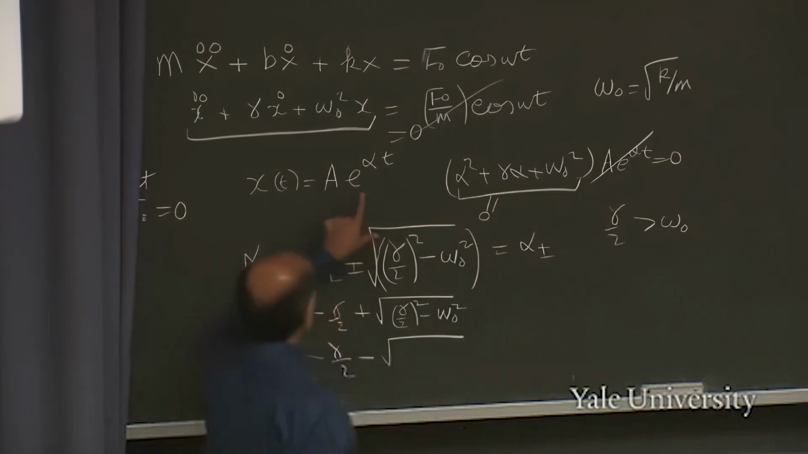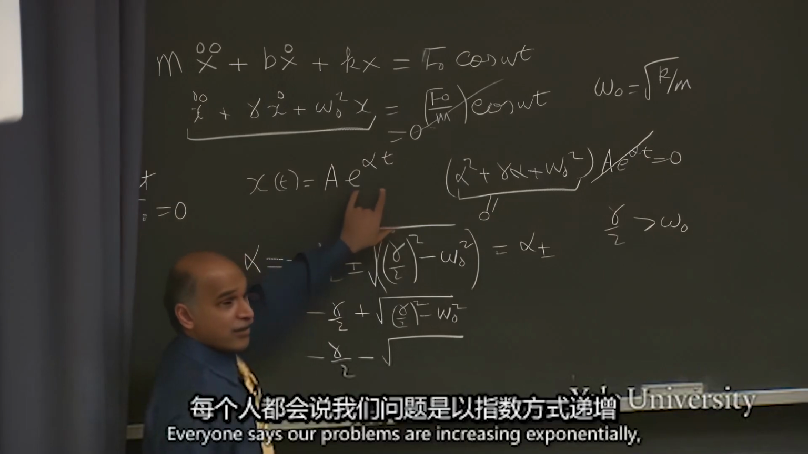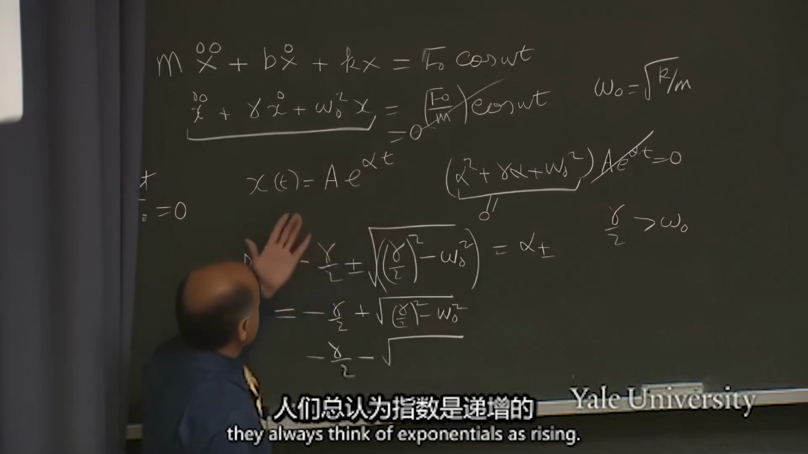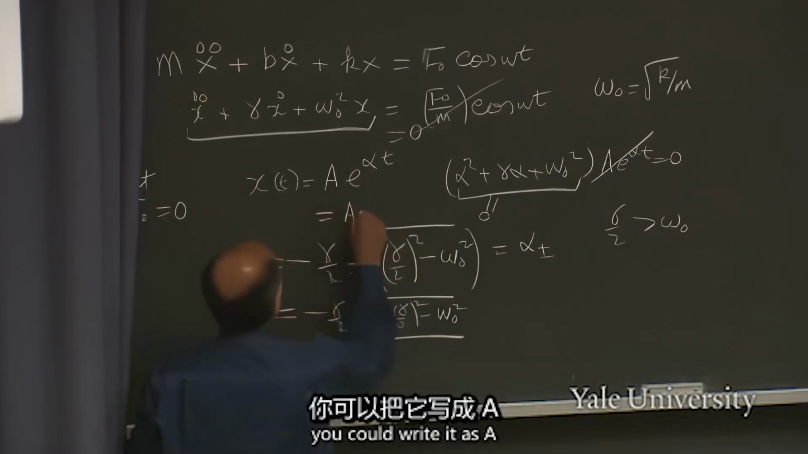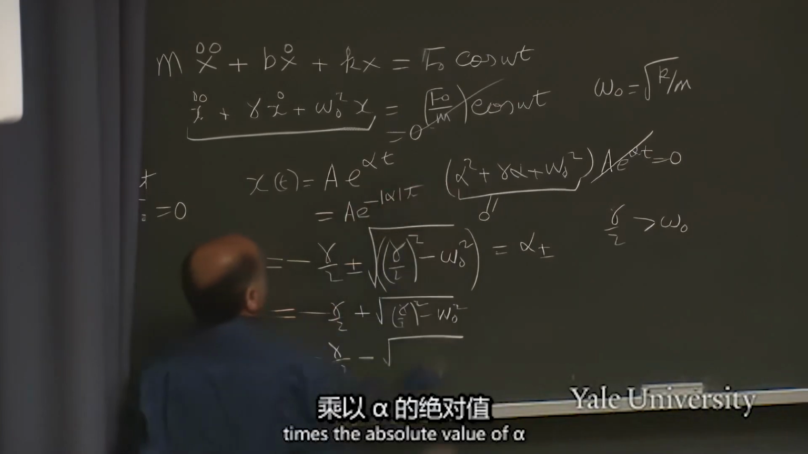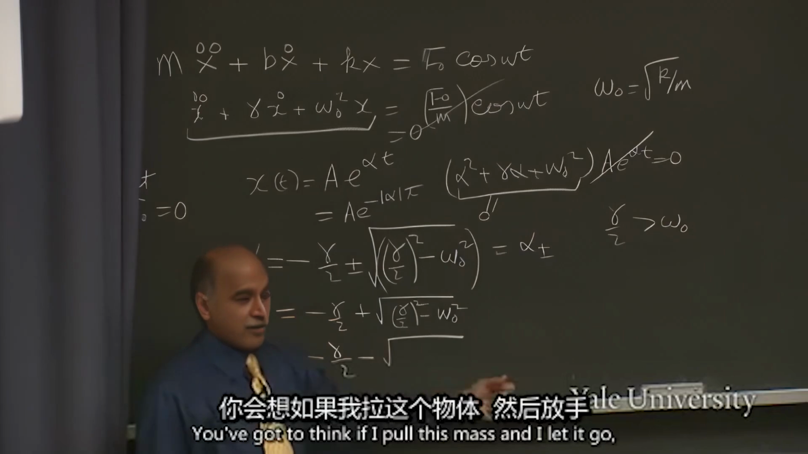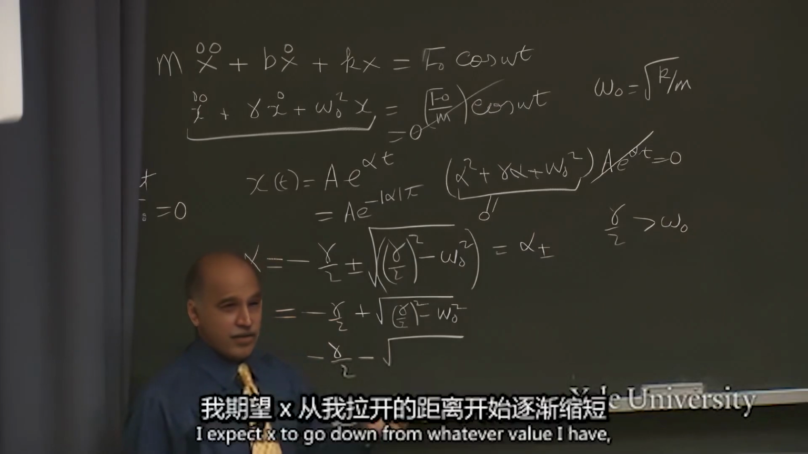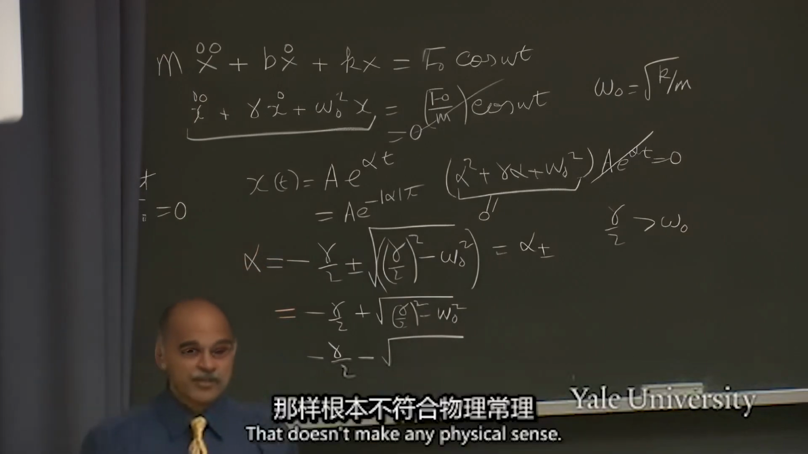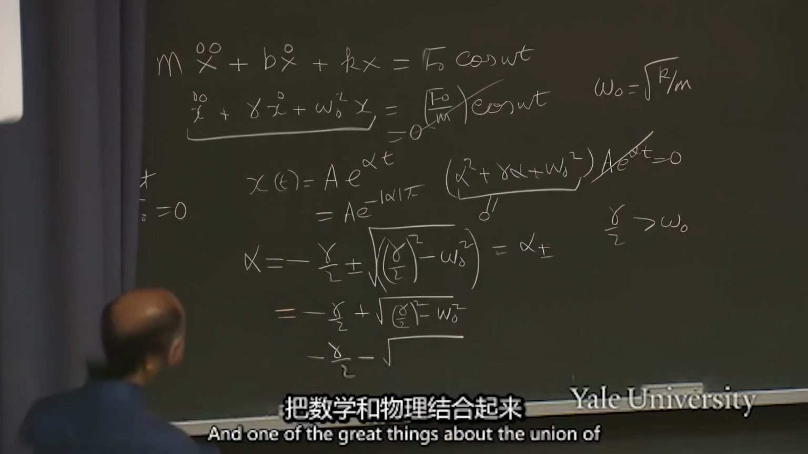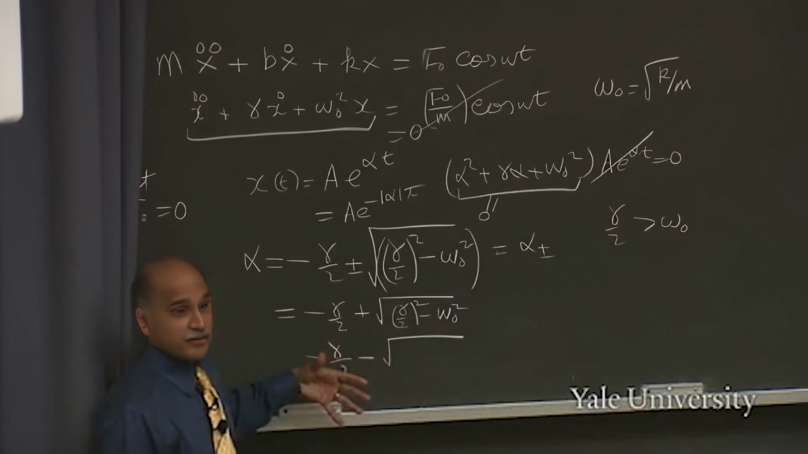When you write an exponential function, usually people write exponentials like this for population growth. Everyone says our problems are increasing exponentially. They always think of exponential as rising. Of course, it's also possible that if alpha were a negative number, you could write it as minus times the absolute value of alpha, just to show you it's a falling exponential. And we have a stomach only for falling exponentials. If I pull this mass and I let it go, I expect x to go down from whatever value I had, not to keep growing indefinitely. That doesn't make any physical sense. And one of the great things about the union of mathematics and physics is the equation automatically works out that way. It gives you an answer that makes sense.